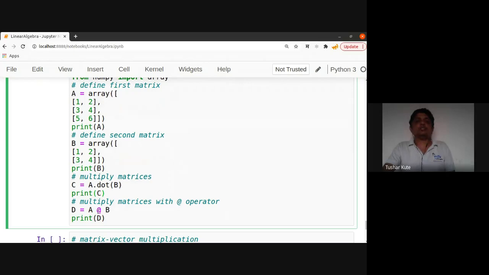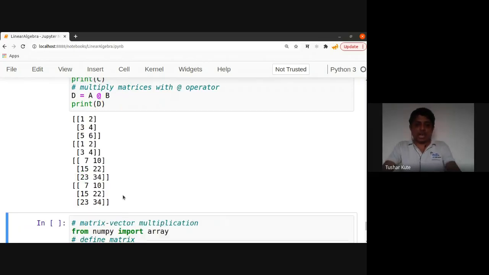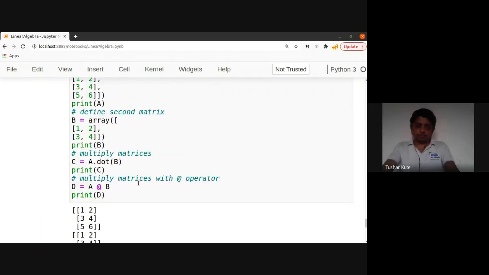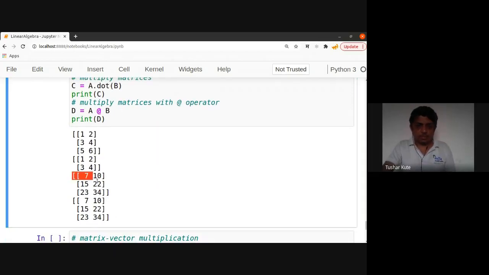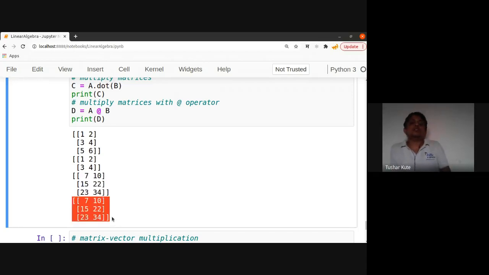You got C, and there is one more operator called the at the rate operator. You can see this one. The at the rate operator is used to do the matrix dot multiplication. A into A at the rate B. So the result is the same. See, the first one, and this is the second. Fine. So this way they are performing the multiplication.